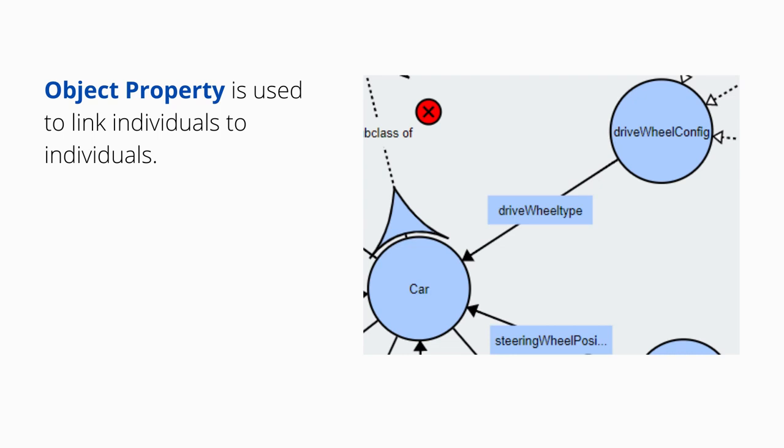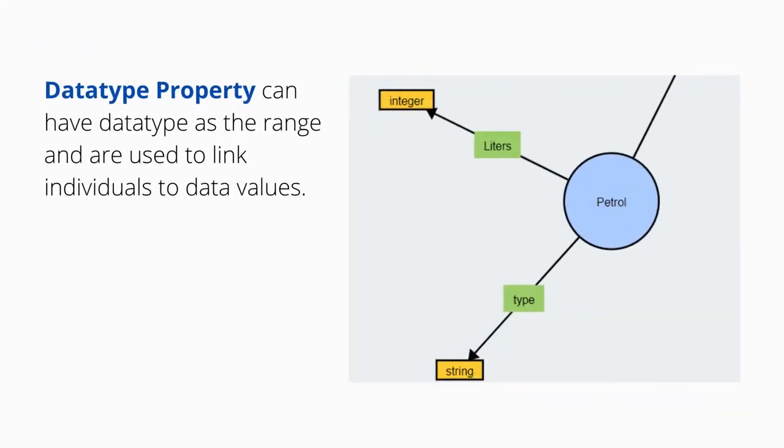Object properties are used to link individuals to individuals. As we can see from the example, drive wheel type is an object property that links drive wheel configuration and car. This indicates the different drive wheel types available for the car. Data type properties are used to link individuals to data values. Data type properties can have a data type as range. As we can see here, liters is a data type property that can be used to denote the quantity of fuel that can be stored in a car, whereas type is a string type property used to denote the type of fuel used in the car, such as premium, extra premium, or ordinary fuel.